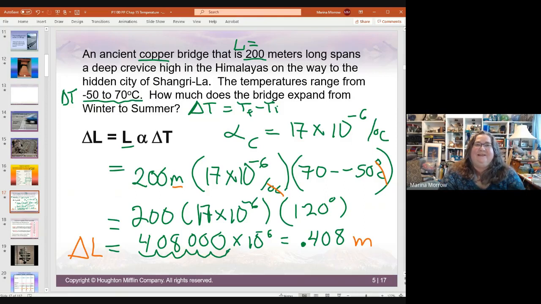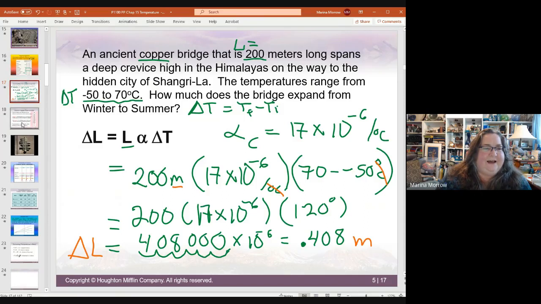So that's pretty big, right? That means the bridge is going to expand about 41 centimeters. So that's going to be an expansion of about this much. So now you can see why you might need some sort of expansion joints. Usually bridges have several expansion joints along the way. Okay, and by the way, there is no copper bridge that long, of course. That would be very large.